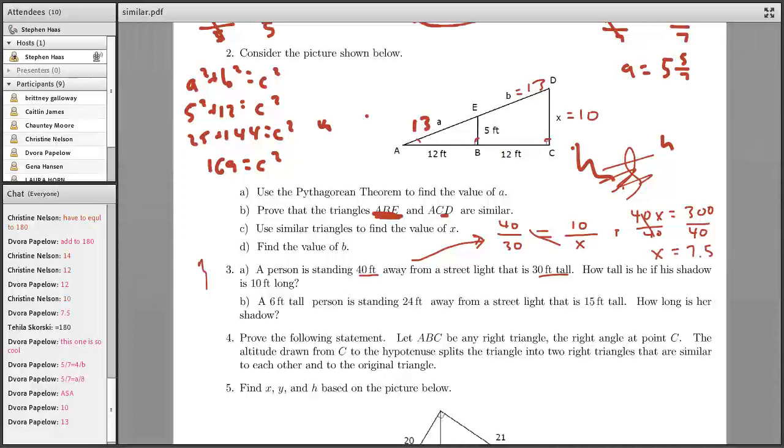I don't know why the people who wrote this decided to make this person like a basketball center, or one of the tallest players in the history of the world, I guess. But this person happens to be 7.5 feet tall because it's the same ratio as 40 to 30.